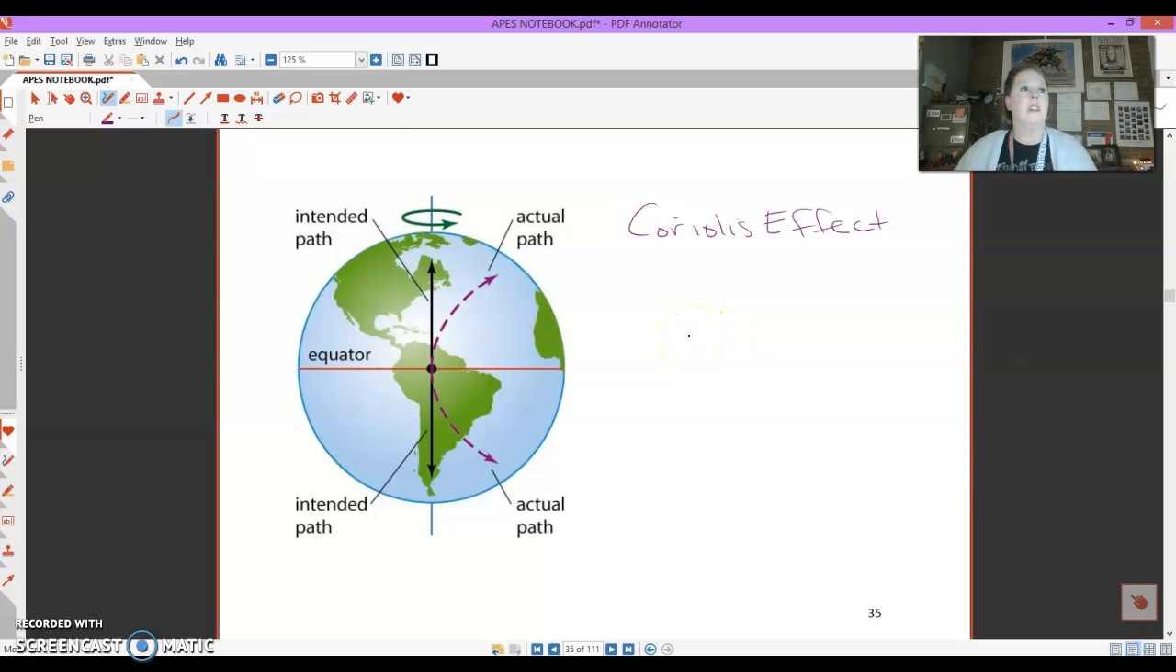So, when we're looking at the Coriolis effect, why does wind move in certain directions? Why is it different in the northern and the southern hemisphere when you have hurricane movement or toilets flushing? And it's all based on the rotation of the earth.